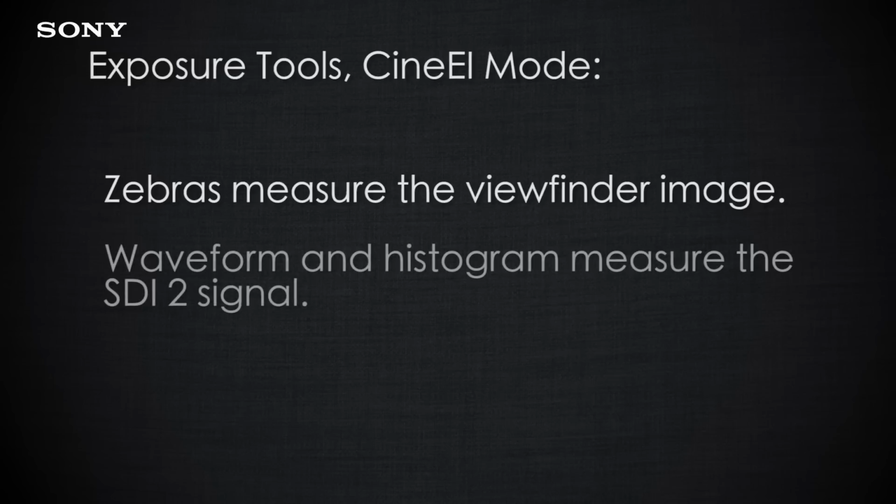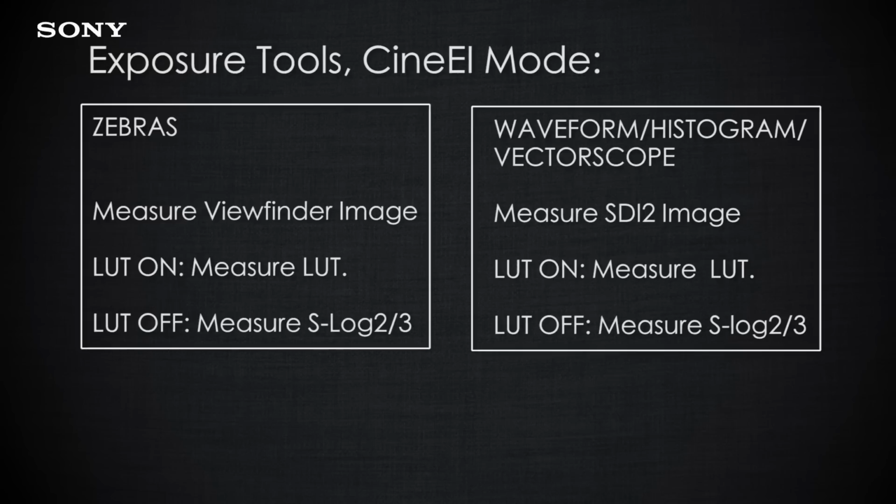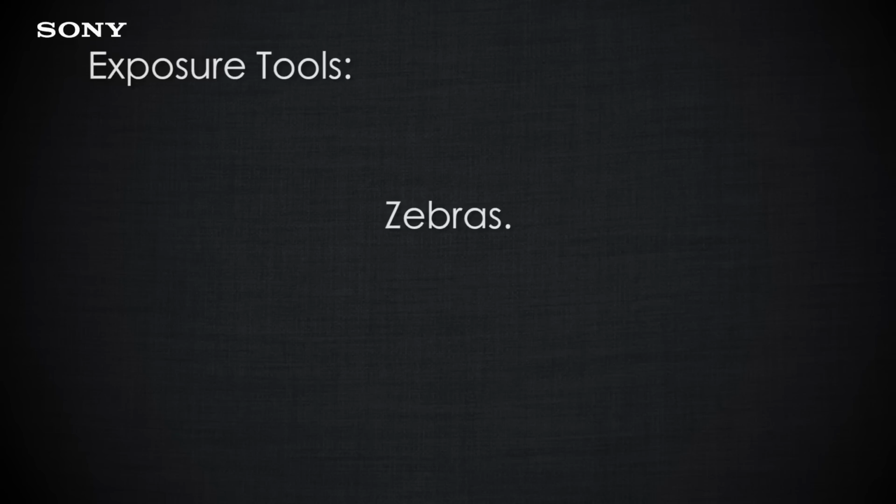The Waveform and Histogram measure the SDI2 signal. So if you have a LUT enabled in the viewfinder, the Zebras will be measuring the LUT levels. If you have a LUT enabled on SDI2, the Waveform and Histogram will also be measuring the LUT levels. But if there is no LUT on SDI2, then the Waveform and Histogram will be measuring the S-Log2 or S-Log3 recording levels. Let's start by looking at the Zebras.